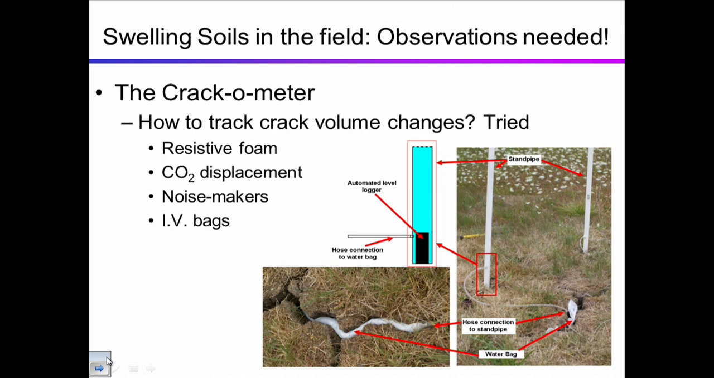And finally, my student, Ryan Stewart, his dad was a doctor. And so he had access to a lot of intravenous feeding bags. So what we ended up doing is we'd stuff an intravenous feeding bag into a crack, fill it with water, stick it into a standpipe, and then put a pressure sensor in the bottom, so that when the crack closed, it would eject the water and it would make a standing column of water. We could measure the dynamics of that column of water. Very simple. One of the things you'll notice is that simple is good.